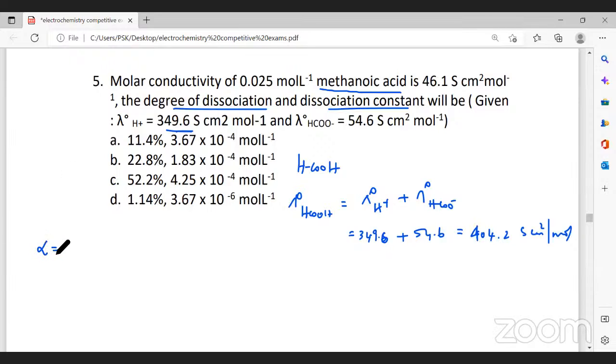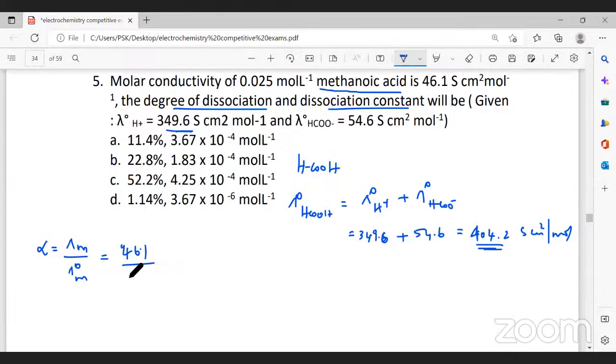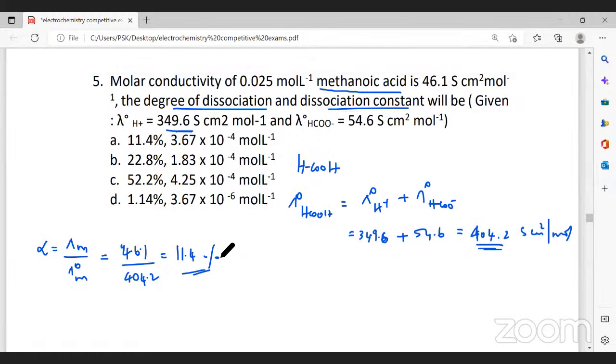What's the formula to calculate degree of dissociation? Alpha is equal to lambda m divided by lambda naught m. Lambda m, what they've given? They've given the molar conductivity of 0.025 mole per liter methanoic acid, that is 46.1. And lambda naught m we found out, it is 404.2. On simplification, you will get 0.114, multiplied by 100, so you'll get it as 11.4%. So the answer is option A.